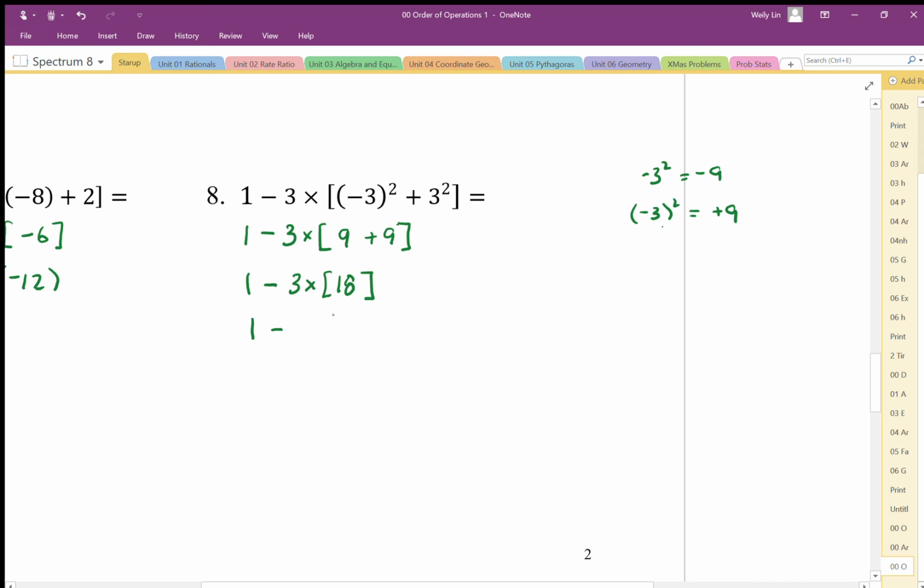3 times 18 is going to give us 54. So 1 minus 54 gives us negative 53. Okay, so that's the final answer for that one.